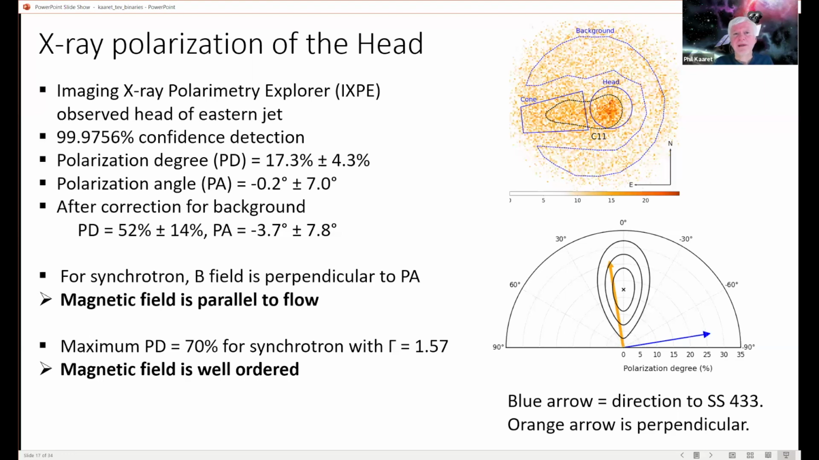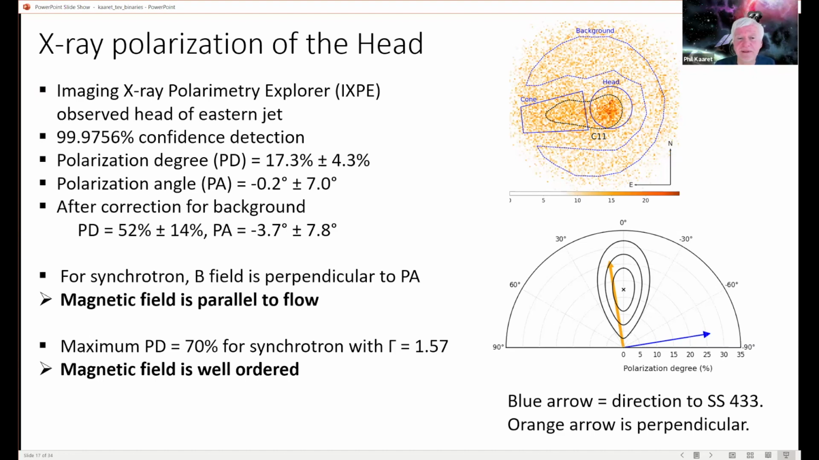And so we then took an IXPE observation and we detected polarization. It's pretty strongly polarized. The polarization degree after correcting for the background is 17% plus or minus 4%, and the polarization angle is almost consistent with north. But the key thing here is the EVPA is perpendicular to the direction between the head pointing back towards the binary system. So again, for synchrotron, the magnetic field is perpendicular to the PA. So we infer that the magnetic field is actually parallel to the flow of the jet.